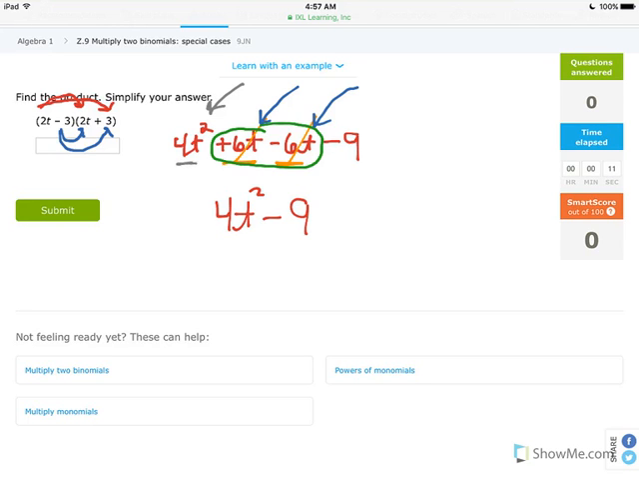So this is a term on its own. These two in the middle were like terms because they both had a variable part t, and those simplified to be 0t, so they cancel out. And then you have negative 9 on the end. So that's going to be your final answer.